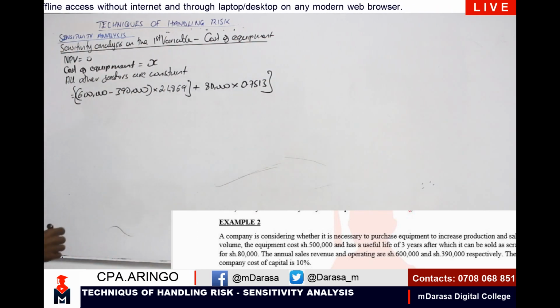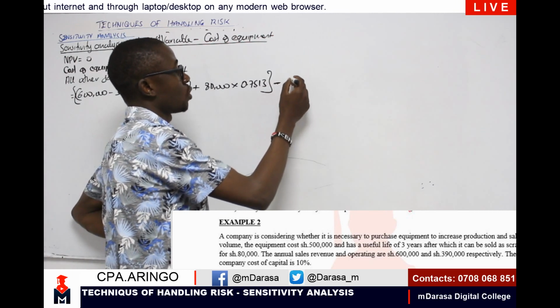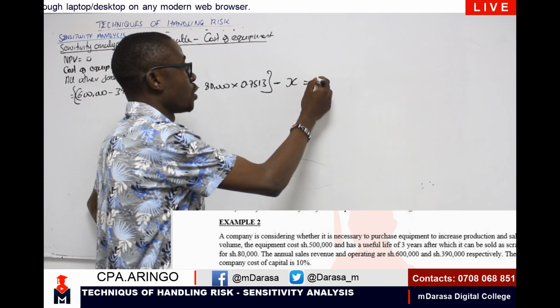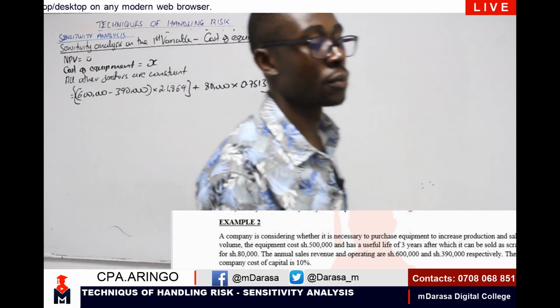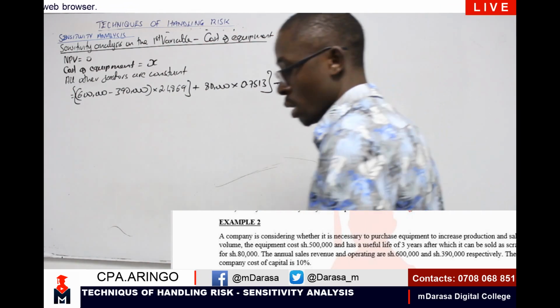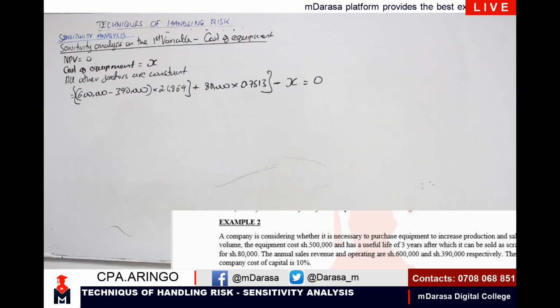Now, what we don't have, my good student, is our initial outlay, which is the cost of the equipment, which we've equated to be X. At this point, our NPV is equal to 0. So what will we be having? Work it out and give me the value of X.